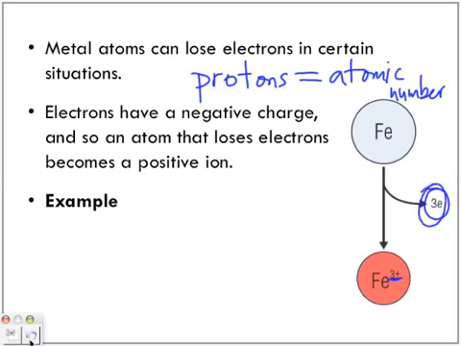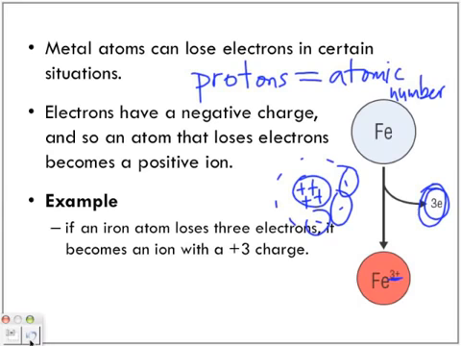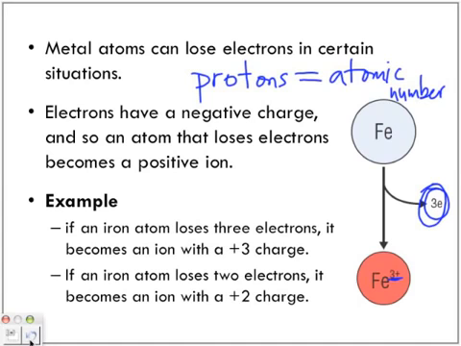Electrons, because remember, that's the outer part. We've got our nucleus, and we've got electrons that surround it. Here's where all the protons lie, in the nucleus. So the only thing we can either gain or lose are these electrons that are surrounding our atom. So, in this example, if an iron atom loses 3 electrons, it becomes an ion that has the +3 charge. If it loses 2 electrons, it becomes an ion with the +2 charge.